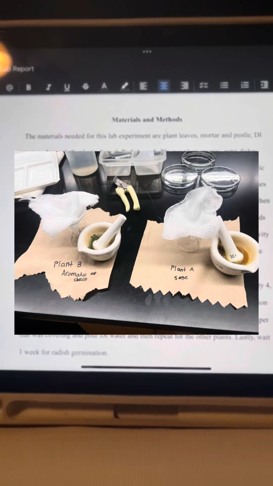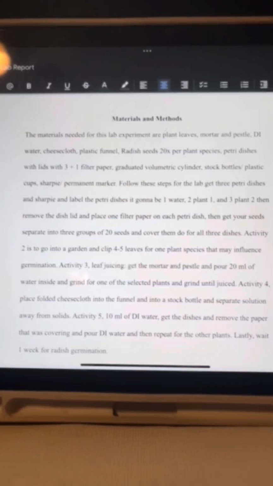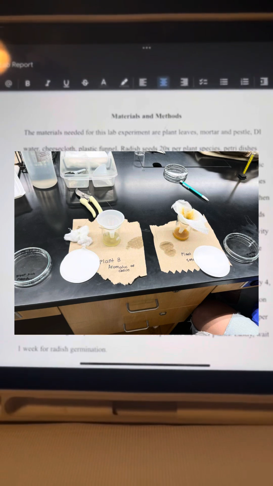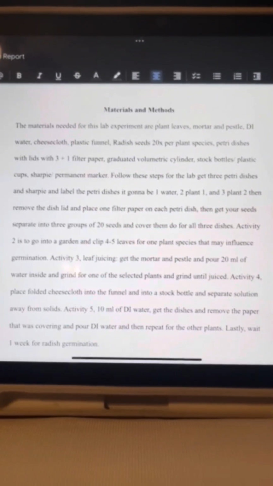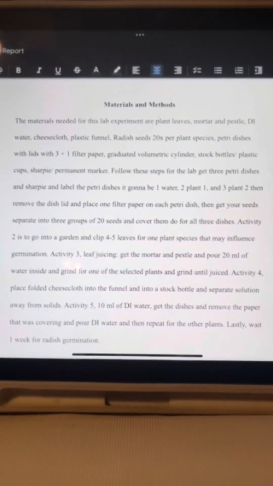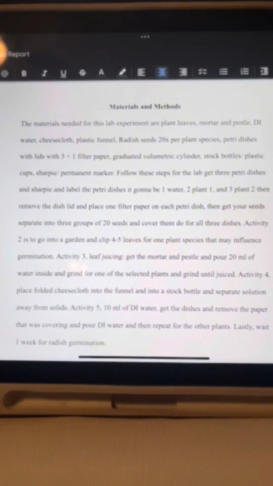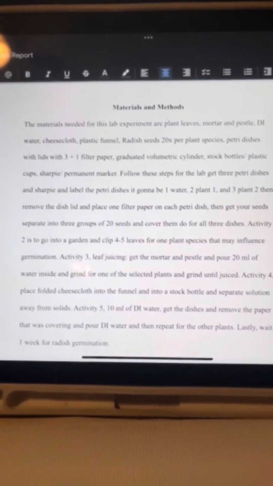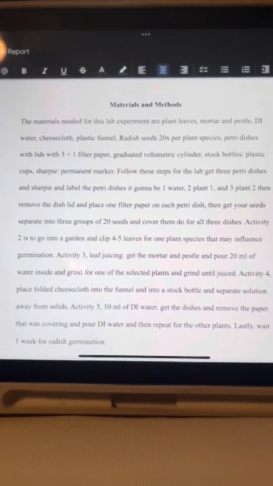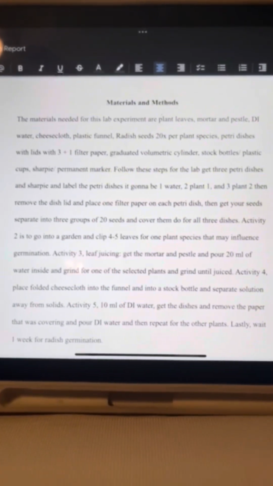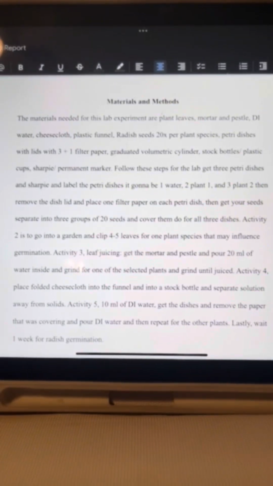In activity 1, we had 3 petri dishes and a Sharpie. We marked them: the first one water, and the second one plant A, and then plant B. We remove the lid of the dish and then place 1 filter paper, and then we get the seeds and separate them into 20, and we do it for all 3 dishes.